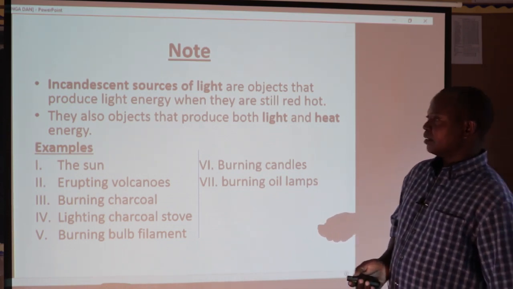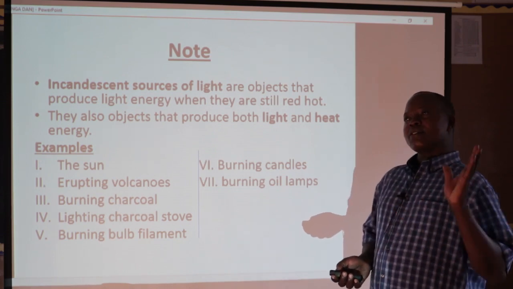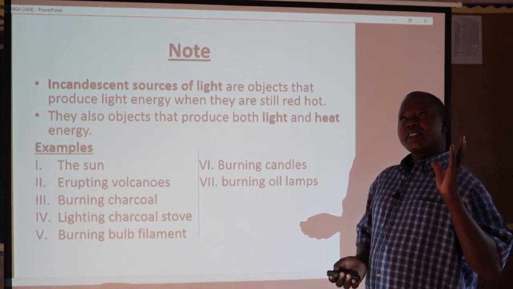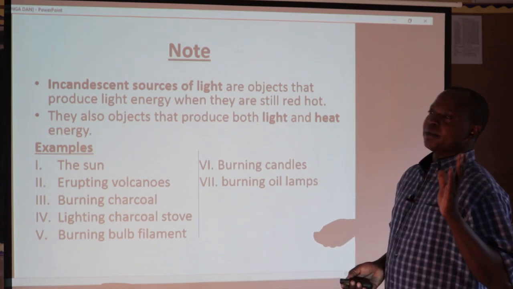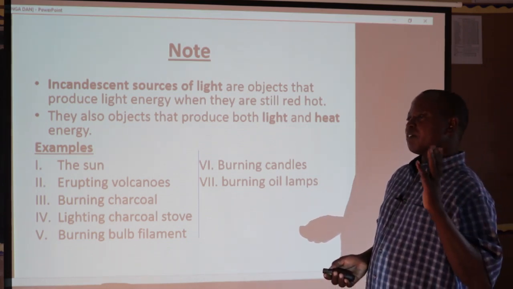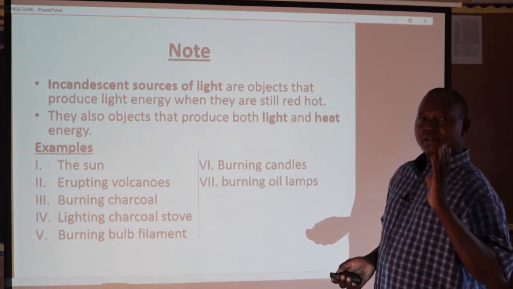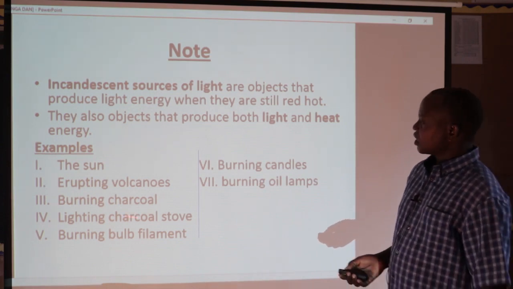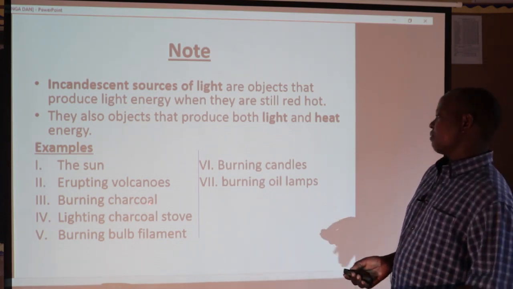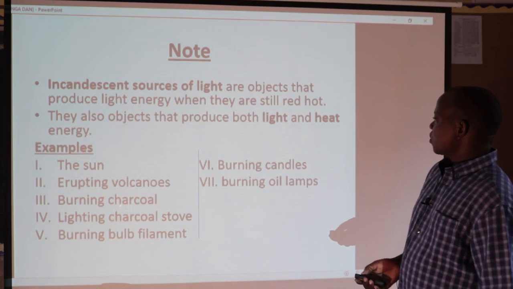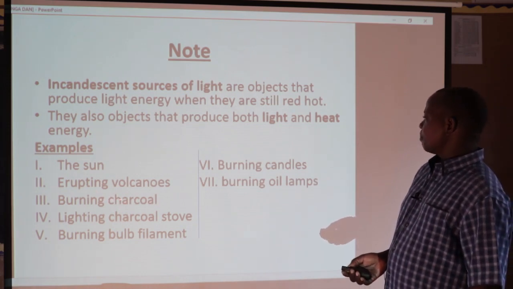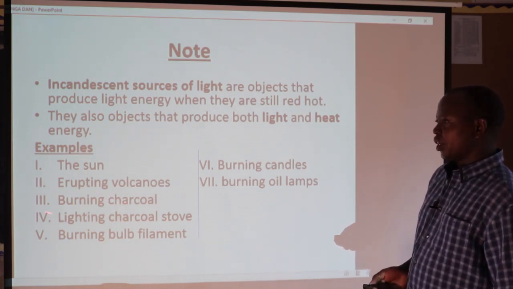Burning bulb filament, not a bulb that has not been lighting. It reaches a time when a bulb can completely become red. The filament, when you touch, the whole bulb envelope becomes very hot. That means the filament has got burned. So you'll also have burning candles and burning oily lamps.